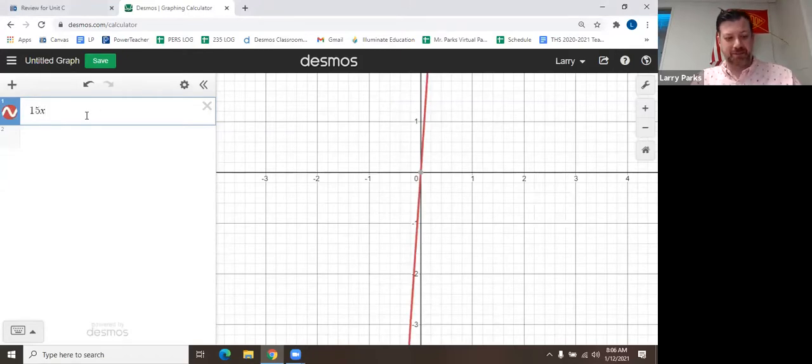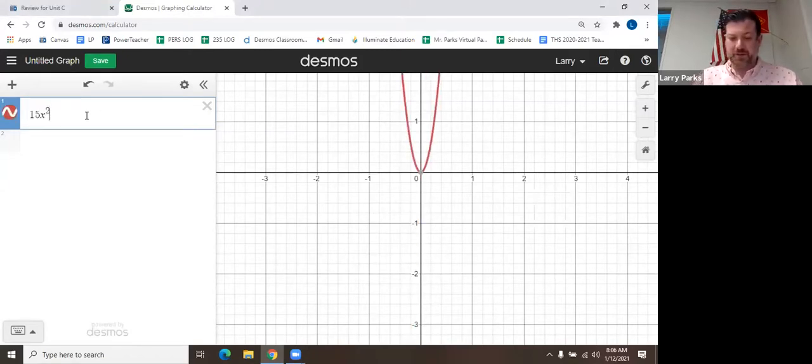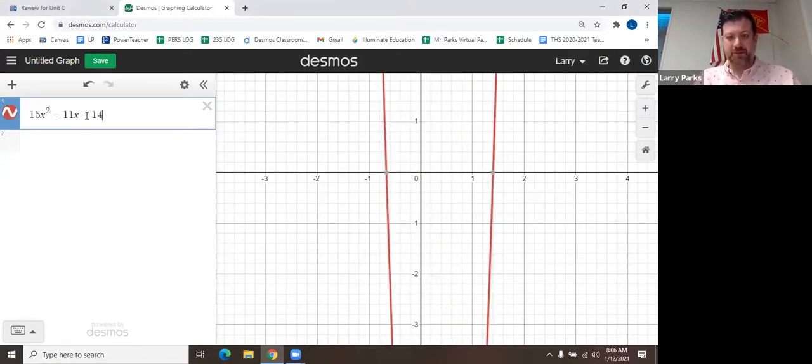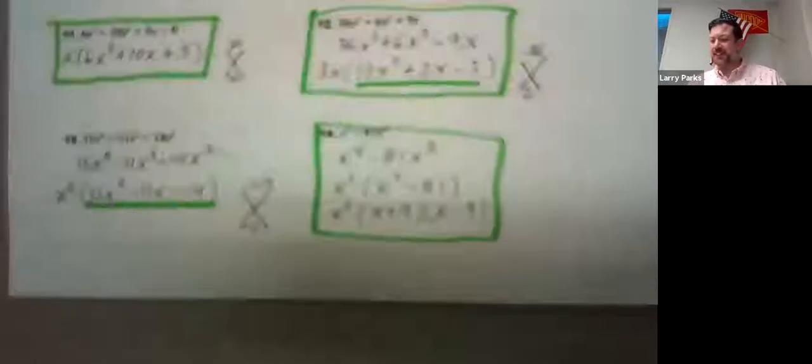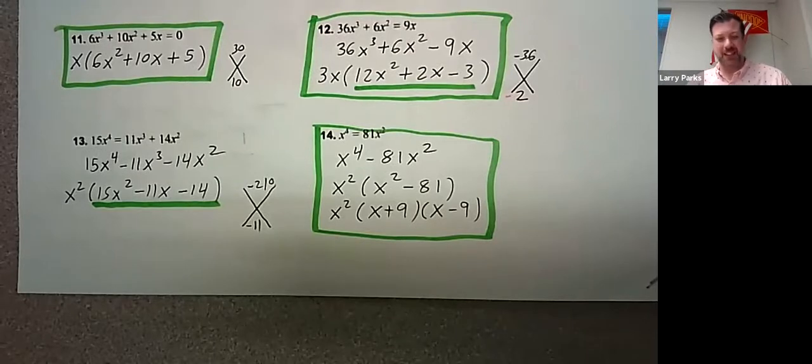So let's see. Yeah, so that's not going to factor. I mean, that's negative 2/3. Actually, negative 2/3 would factor. Well, maybe it does. I guess I'll have to take a second and see if I can figure it out. What multiplies to negative 210 and adds to negative 11?